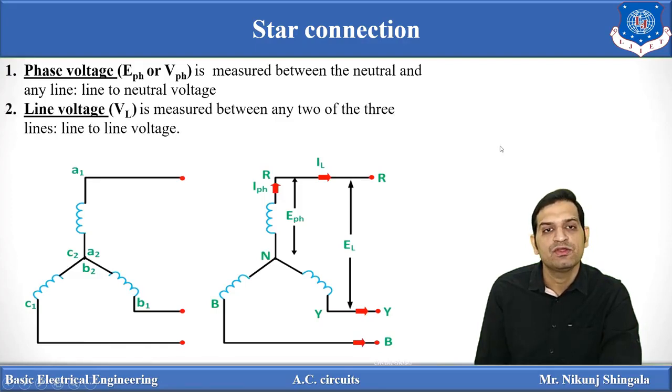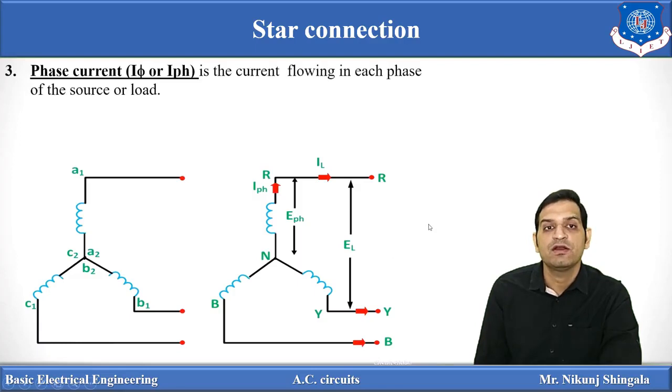Next one is line voltage. The line voltage is a voltage measured between any of the three lines. That is a line to line voltage. It is denoted by EL or VL. It is measured between RY, YB and BR. So the line voltage measured between R and Y will be VRY, measured between Y and R will be VYR. There are six line voltages: VRY, VYR, VBR, VRB, VYB, VBY.